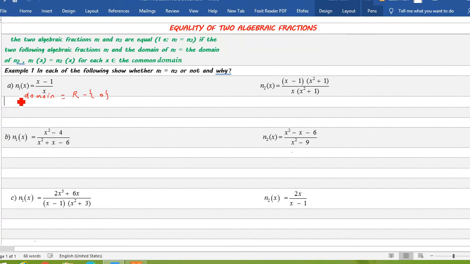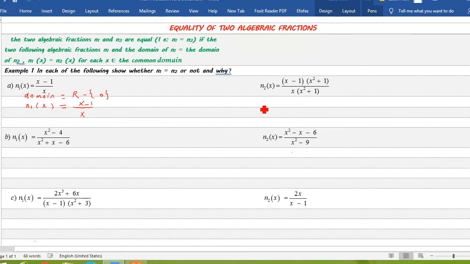Using the simplest form of the function, reducing n1 of x: there are no common factors between the numerator and the denominator, so it equals x minus 1 over x. This is the reduced simplest form of n1 of x. n2 equals x minus 1 times x power 2 plus 1 over x times x power 2 plus 1.